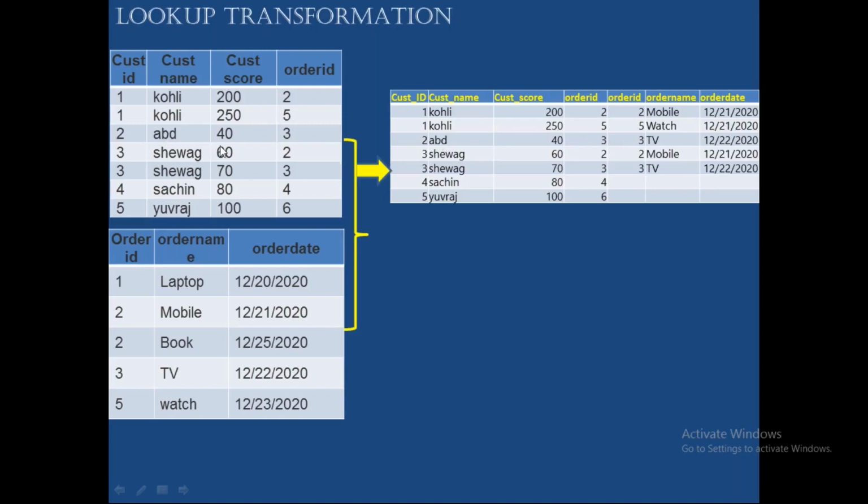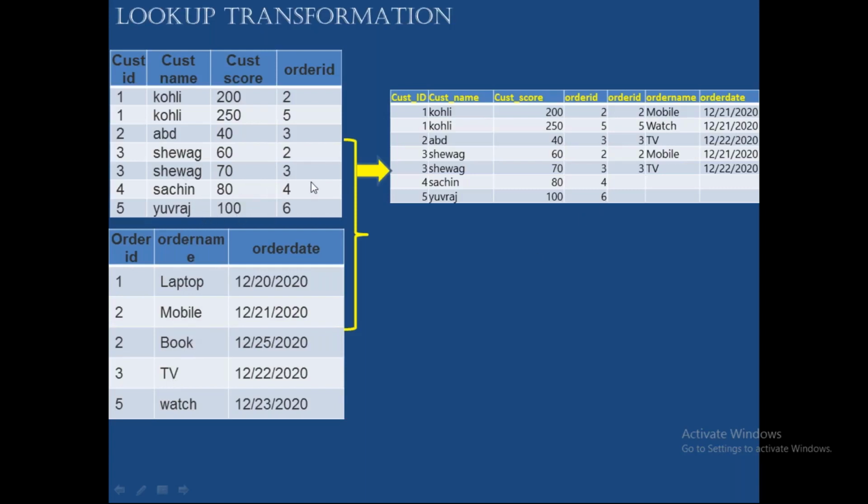You see, ABD 43. 3 is matched with 3. This is TV. See, first colli 202 is matching with the mobile. It is also matching with book, but I'm just considering one record, which you can do by using lookup transformation. But by using join transformation, you cannot control that. Next, colli 255, 5 means watch, it is done. ABD 40 and 3 means TV. Next, SaveWork 62, 2 means again mobile. SaveWork 73, 3 means TV again.